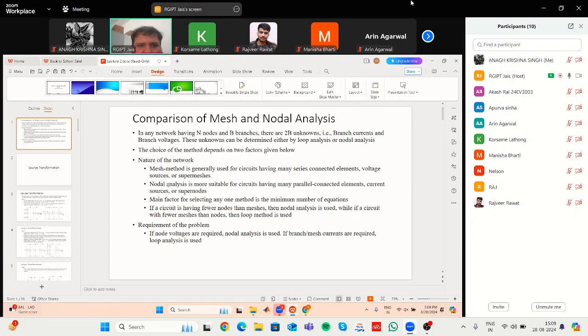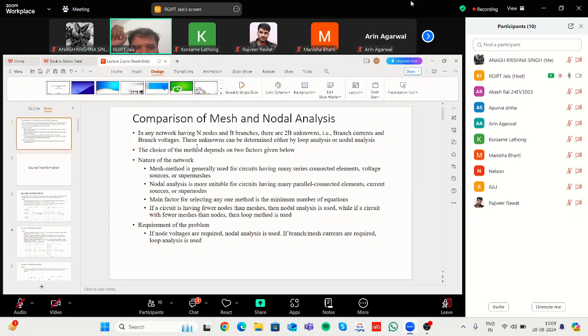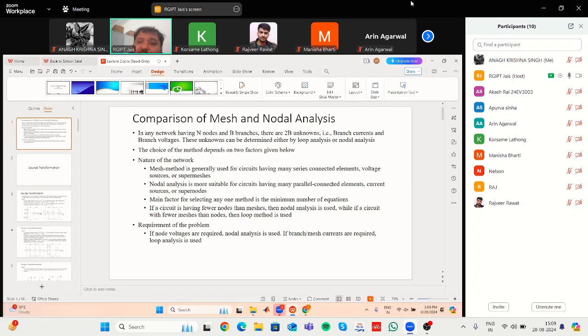If in a circuit there are a number of series connected elements, then you apply mesh analysis. Because in mesh analysis, if you remember, you are using KVL. While applying KVL, you are going in the clockwise direction, and all the elements are connected in series. If a circuit has more series connected elements, it is better to apply mesh analysis. Nodal analysis is more suitable for circuits having parallel connected elements.